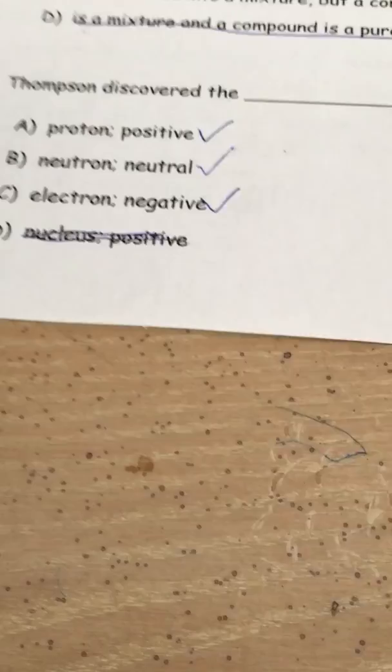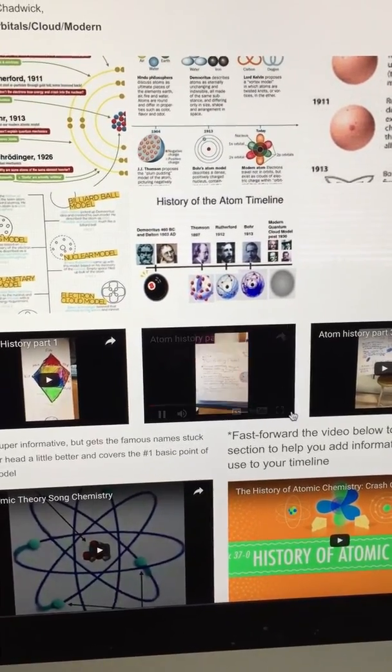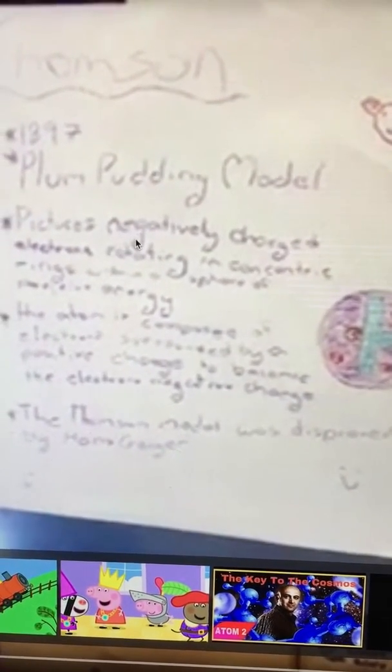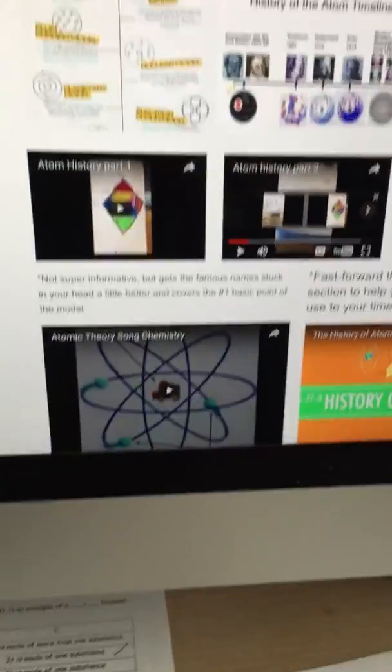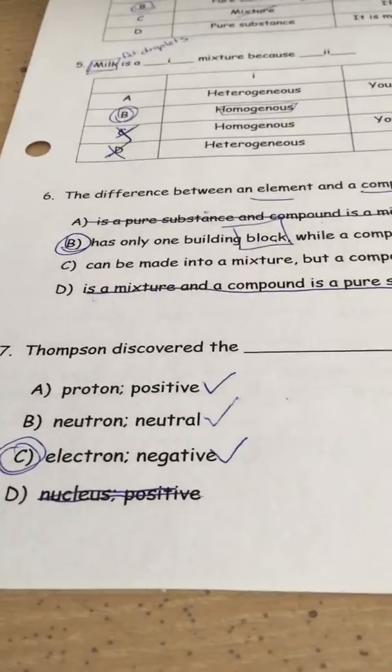Based on what we learned in class from our colleagues, this was the video about the plum pudding model: negatively charged electrons rotating in concentric rings within a sphere of positive energy. There you go. So they came up with the negatively charged electrons. That was the big deal about Thomson. Let's close that out and go back to our question. What did we say? Negatively charged electrons. That's what we care about for that question.